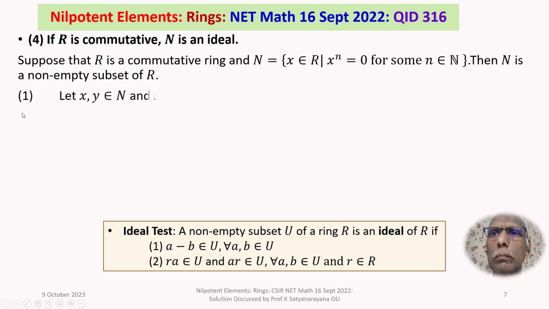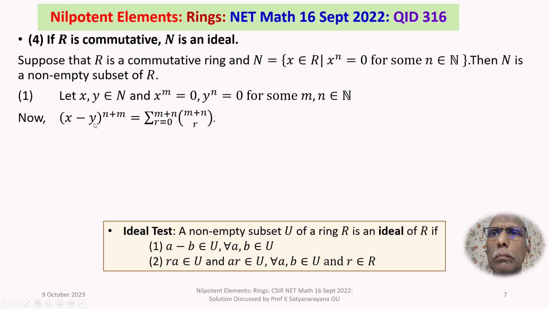So we verify the first condition. Let x, y belong to N, that means x and y are nilpotent elements, and x power m is 0 and y power n is 0 for some natural numbers m and n. Agreed. So to satisfy this one, x minus y must belong to N. Now we take (x minus y) to the power of n plus m. That will be equal to, and the binomial theorem holds here because R is commutative.